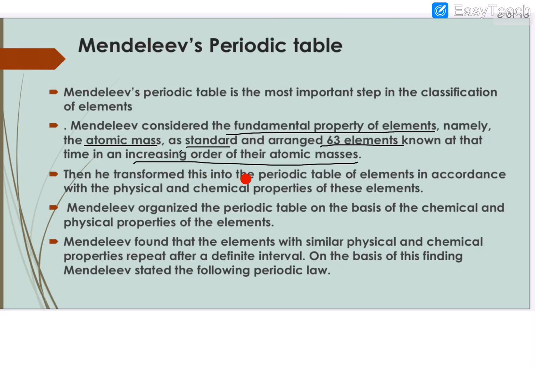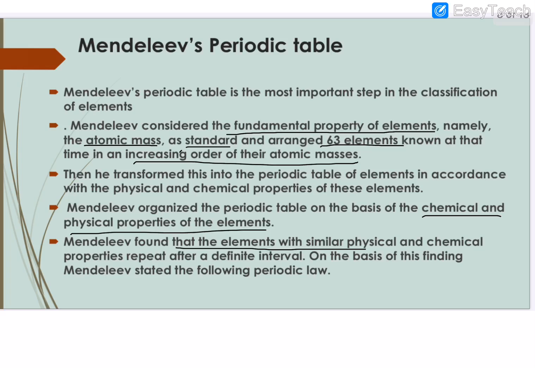Then he transformed this into the periodic table in accordance with the physical and chemical properties of these elements. So first he arranged the elements in increasing order of atomic masses, then he organized the periodic table on the basis of their physical and chemical properties.